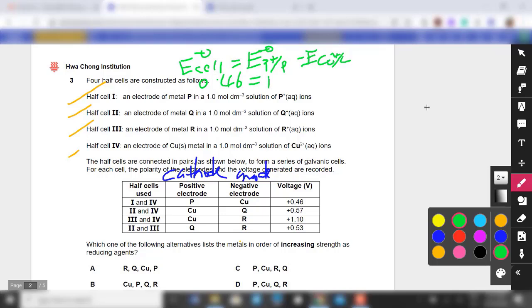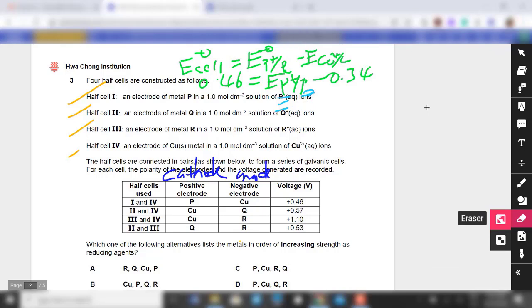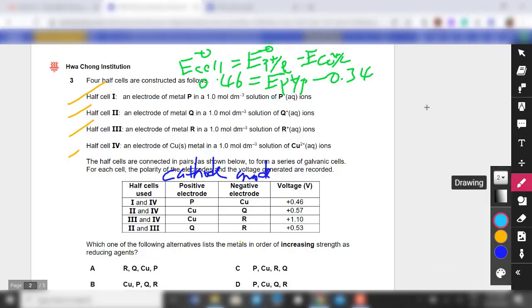Equals to an unknown P plus P, okay, minus 0.34. Okay, you get 0.34 from your data booklets. Okay, and then from here you realize that your E cell, the half cell for P plus P, okay, is actually equals to 0.80 volts.